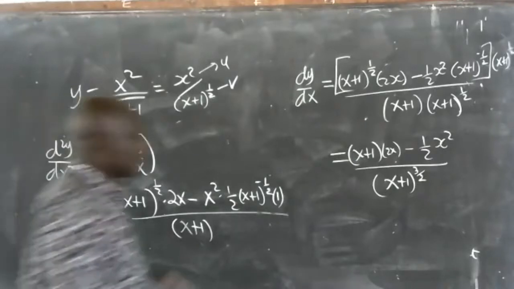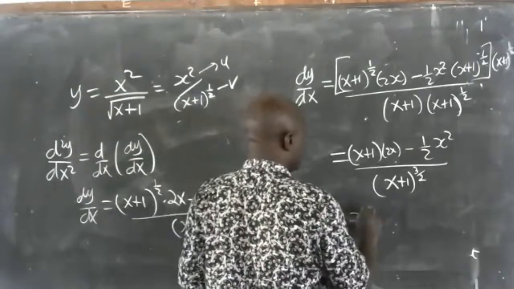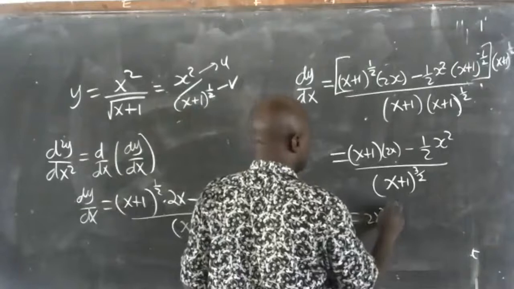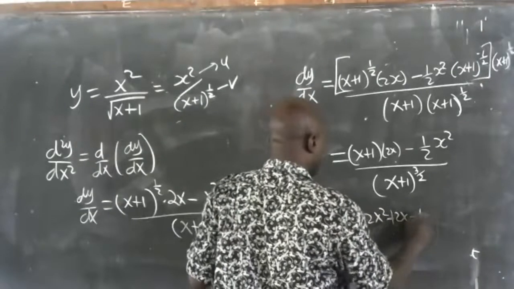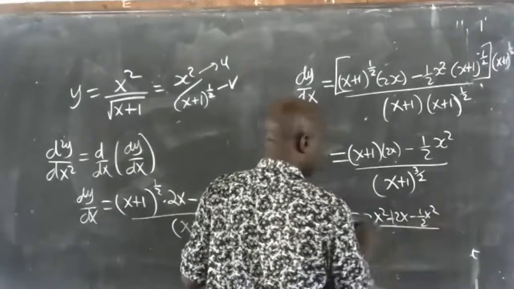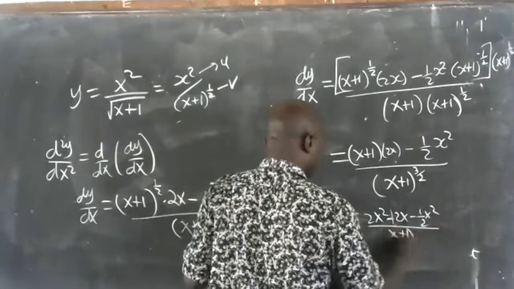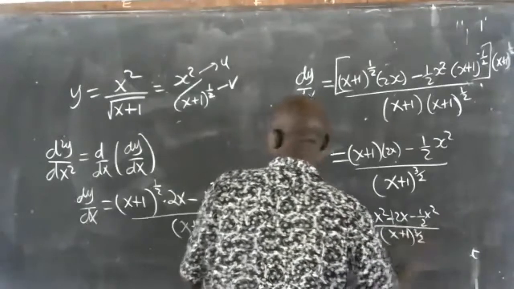Open up the brackets. You have 2x squared plus 2x minus a half x squared over x plus 1 to the power 3 over 2.